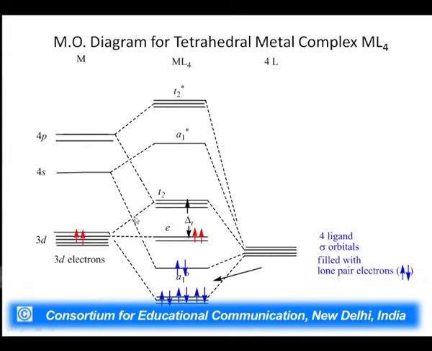Now, this particular energy level diagram has a clear-cut distinction from that of the ML6, that means the octahedral complex. The situation here is that we get a bonding T2 level, then a singly degenerate level A1, then we have the non-bonding E set, and then the T2. The difference between the E and the T2, now T2 actually is a part that is not coming from d.